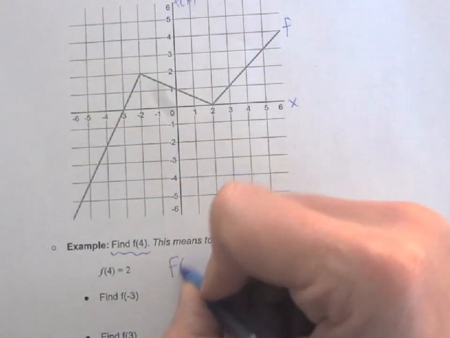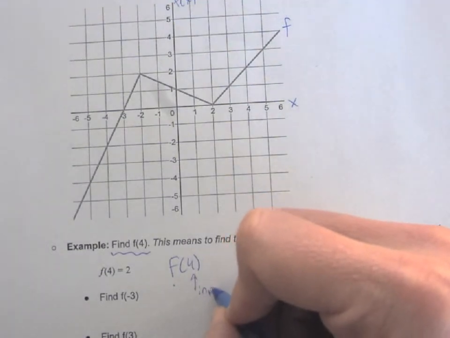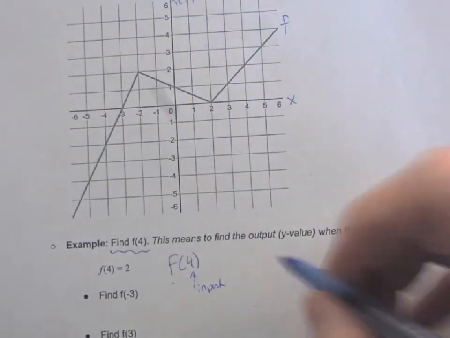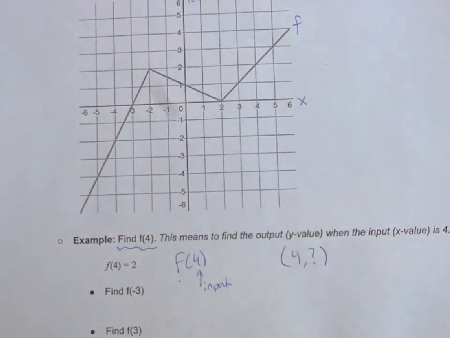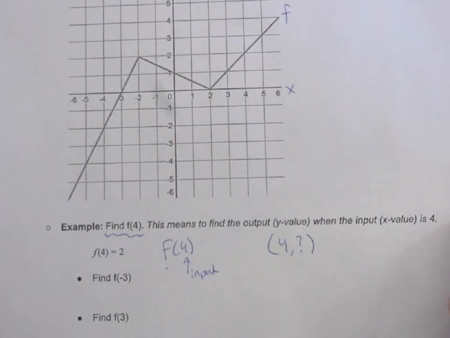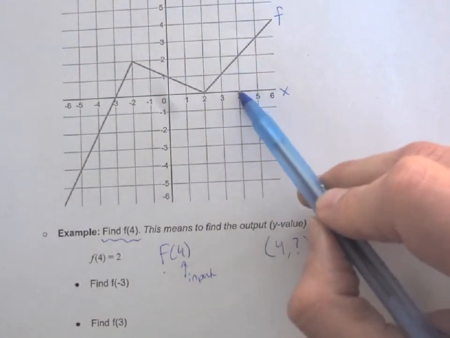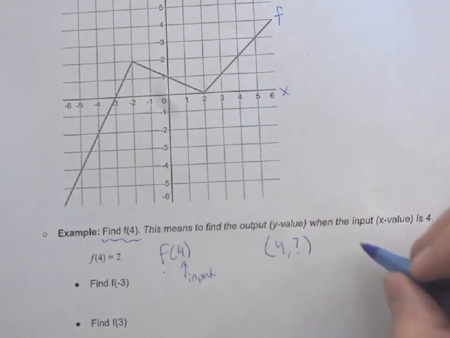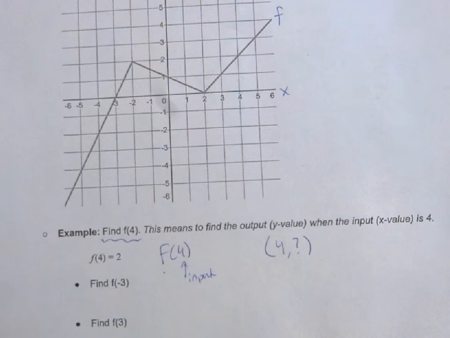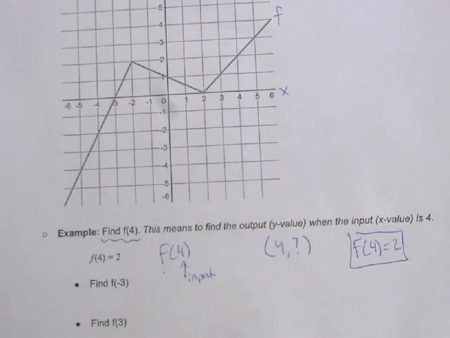But let's just say you had f of 4. Well, this is the function name, and this is the input, right? The number in the parentheses is the input. So what we have here is 4 comma something, 4 comma question mark. We need to find that output value, that y value. So if you go over to 4 and you go up to the graph, you see an input of 4 gives me an output of 2, or an x of 4 gives me a y of 2. So this mystery number, this output, is 2. The full statement would be f of 4 equals 2, which is like the point 4 comma 2.